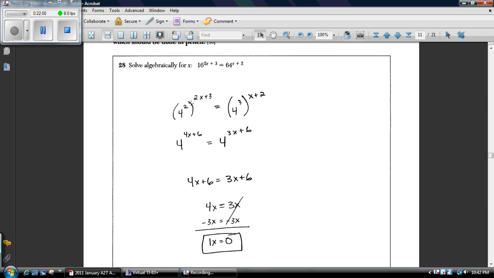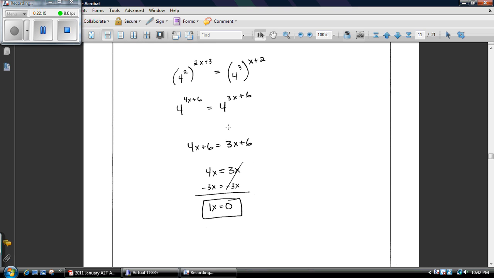Take these exponents, multiply them by this. This is a law of exponents type deal, right? They multiply in. 2 times 2x is 4x, 2 times 3 is 6. 3 times x is 3x, 3 times 2 is 6. Now the only way that this could be equal to each other is if the tops are equal. Solve that equation, you get x equals 0, that's the answer.